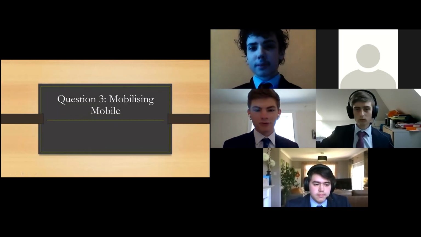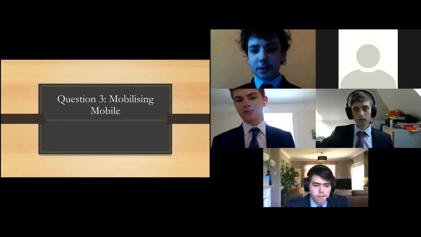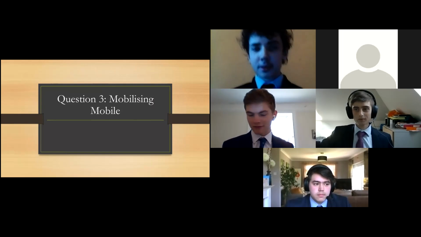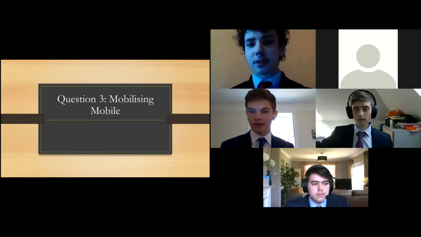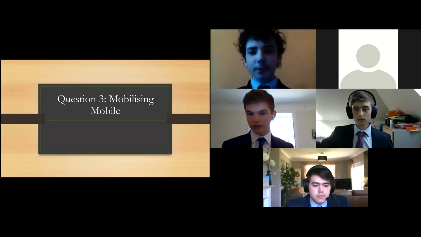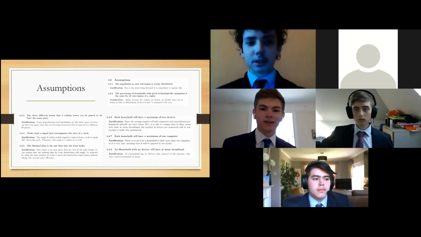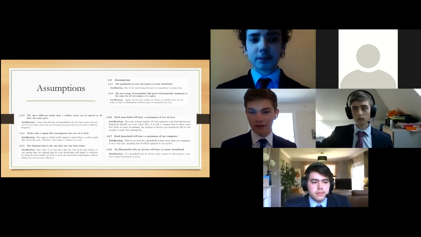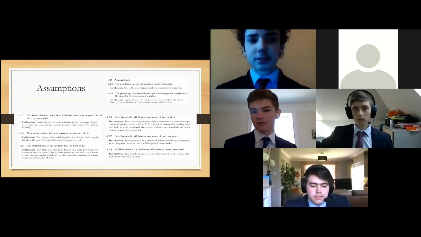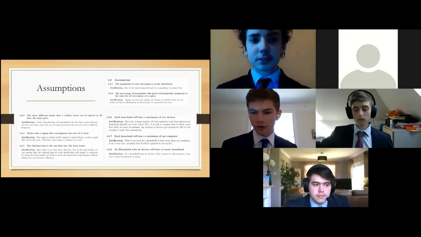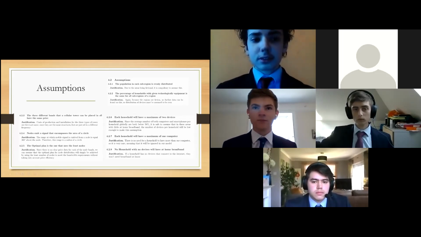And moving on to question 3, mobilizing mobile. In this question, we had to place down 4G nodes in a fictional area to encompass the whole region and give enough broadband for everyone. So as you can see, there are quite a lot of assumptions for this section, but just to summarize, the first 2 assumptions are there because it was a fictional region. We had to assume those because we have no data on this region, or more data because it doesn't exist.